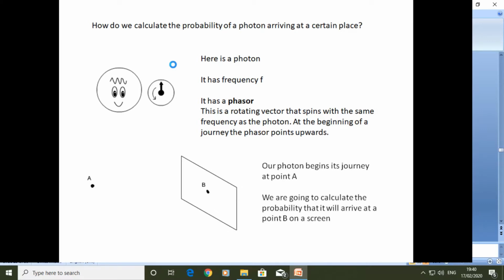Okay, our photon begins its journey at point A, and what we're going to do is calculate the probability that it will arrive at a point B on a screen somewhere. So my photon is going to go from A to B. What's the probability it will arrive at B?